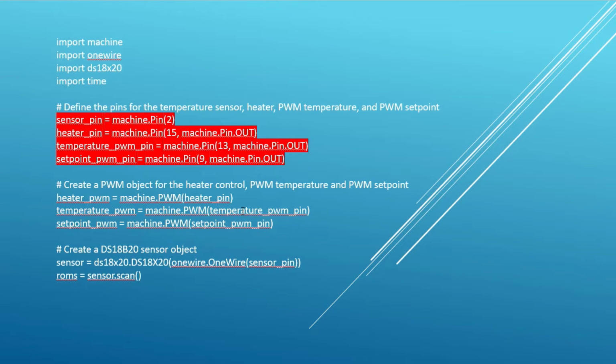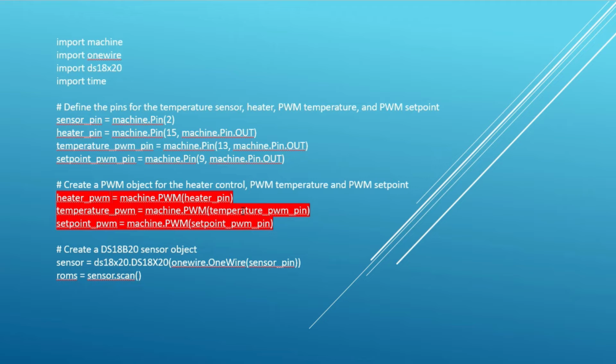So this code defines 4 pins on the Pico. Pin 2 communicates with the temperature sensor. Pin 15 provides the pulse width modulated signal to control the heater. Pin 13 provides a pulse width modulated signal representing the temperature of the heater. This signal is filtered and plotted by the data acquisition device. Pin 9 is a pulse width modulated signal that's filtered to plot the set point by the data acquisition device so that we can compare the two.